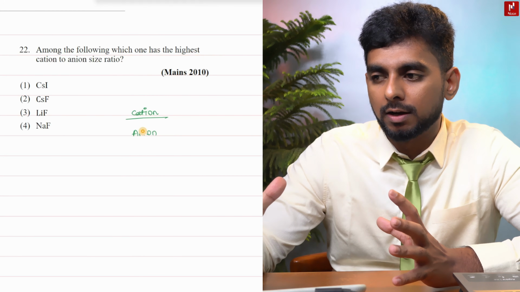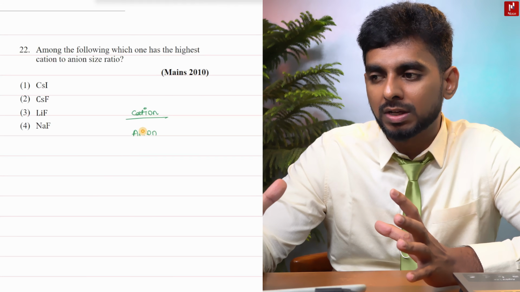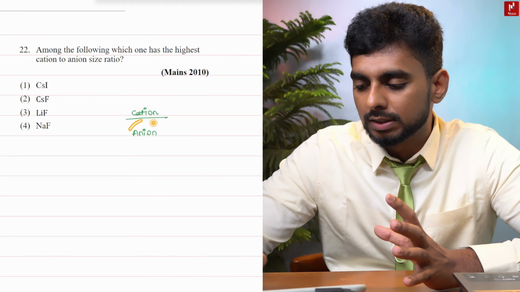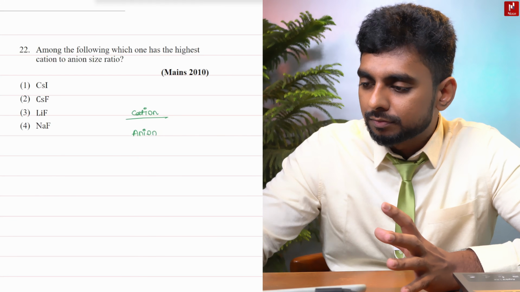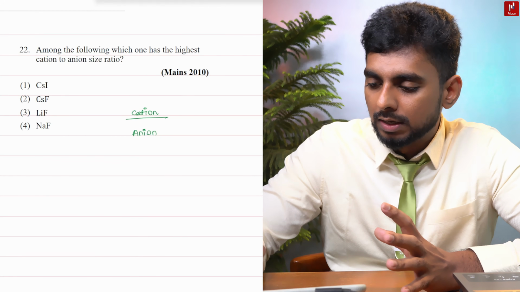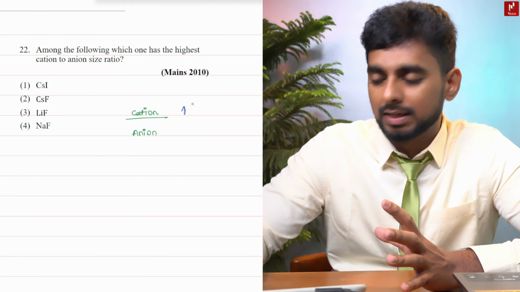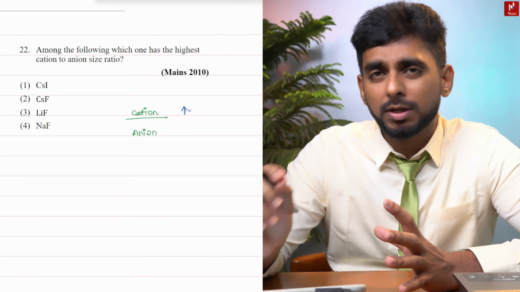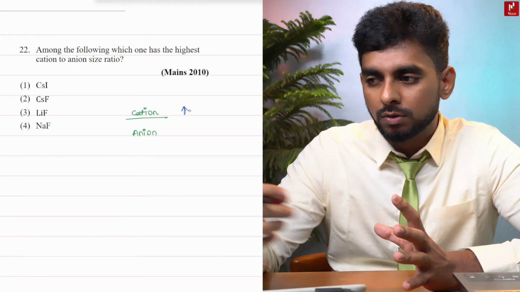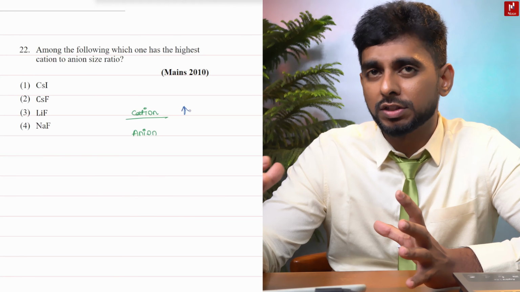If you look at the cation, it is positive, therefore it will be smaller than the anion. To get the maximum value here, the cation has to be as big as possible. Because it's a positive ion, once you remove an electron, its size is going to shrink.